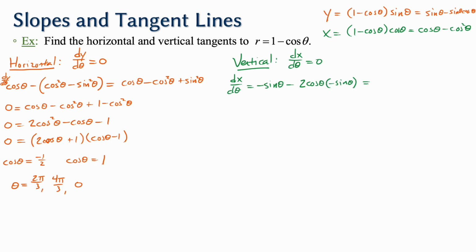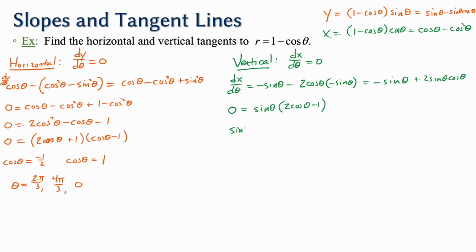And we want to clean that up a little bit. So what I'm going to do is say this is negative sine theta, and then of course that's plus 2 sine theta cosine theta. Okay, so we've got that set equal to 0. Doing so, I can factor out a sine, and that will leave me with 2 cosine theta minus 1, and I can just set each one equal to 0.